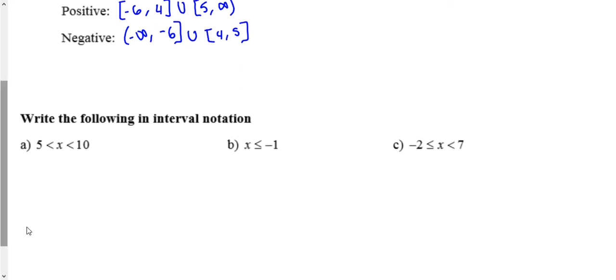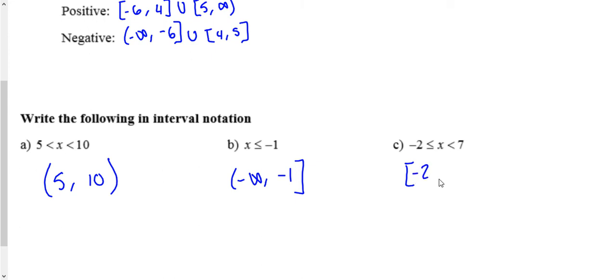Write the following in interval notation. We've done this before, so again, no equal signs, meaning rounded bracket. So we have rounded bracket 5, 10, rounded bracket. So we're looking for x between 5 and 10. Here, if x is less than -1, that means we're going from negative infinity all the way right up to -1, including -1, because I see that equal sign underneath, so square brackets. On this one here, we're including -2 because of that equal sign there, so square bracket -2, all the way up to 7, which does not include, so rounded bracket right there so that we can say it does not include.